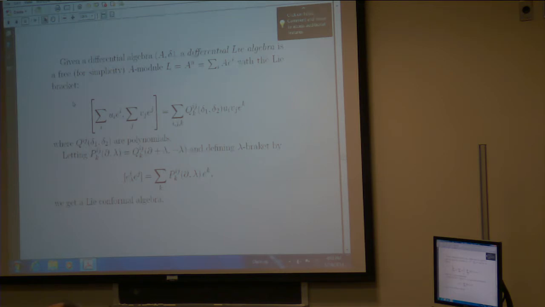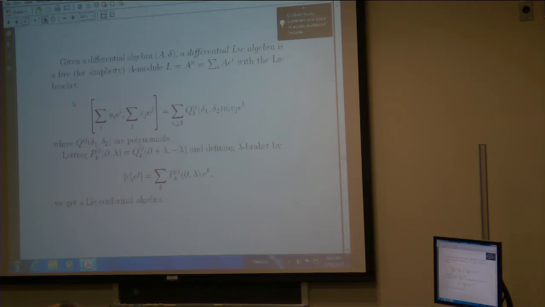Take, I don't know, the vector fields of a variety which are symplectic or preserve the volume. You have a differential algebra in this sense, which is the differential algebra of all the vector fields of the variety, plus a differential algebraic condition, which makes it a subalgebra. For example, divergence zero.